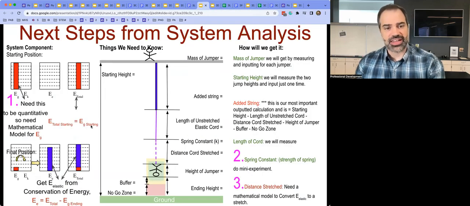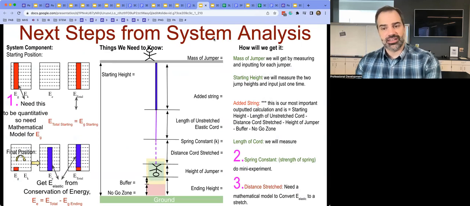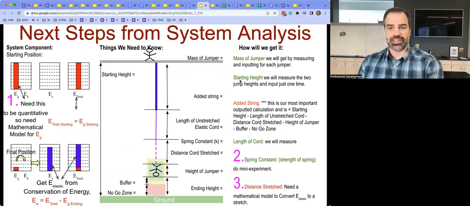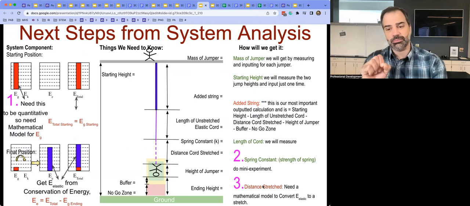Okay, so now that we have that, a lot of these other things are things that you just need to literally measure, like with a tape measure, starting height. Go to wherever you're jumping at your school and measure that. Then we need the spring constant and the distance the cord will stretch. We need the model for that. That model requires us to have the model for elastic energy. So of course, you can guess what's next.